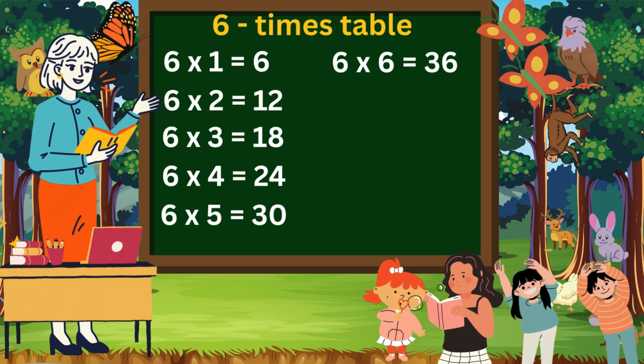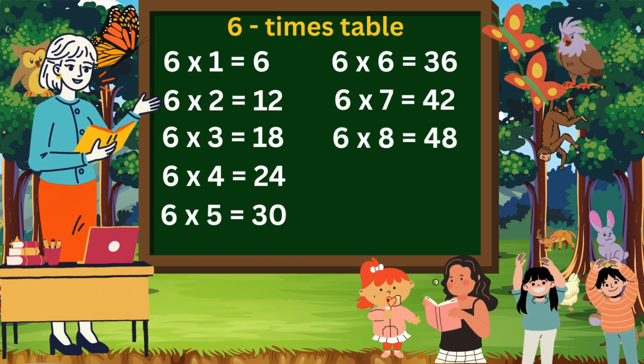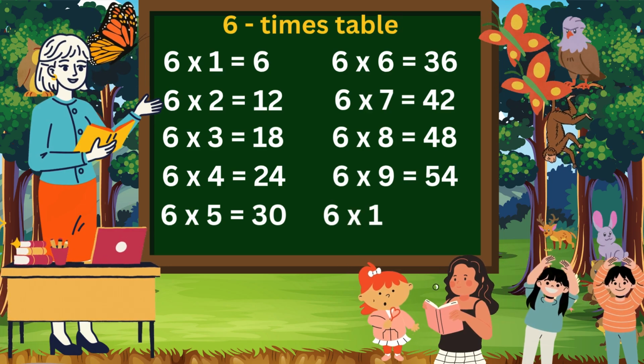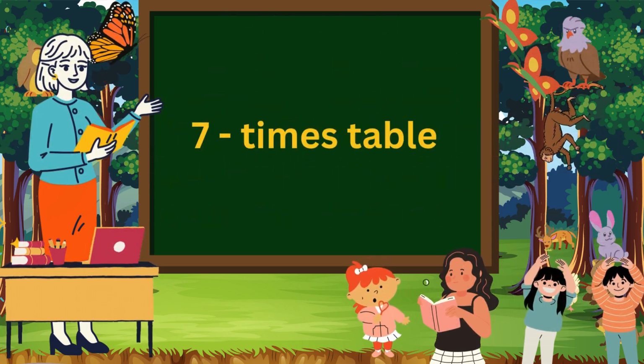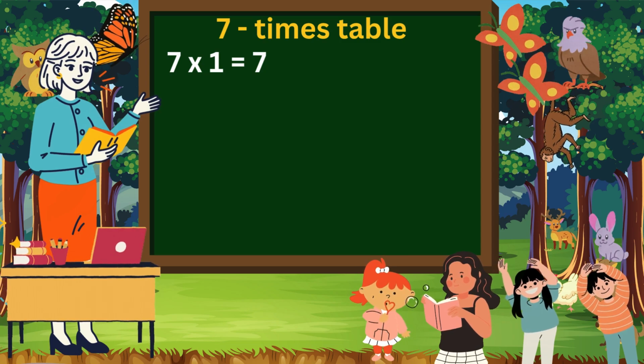Boom, boom. 6 sevens are 42. Clap, clap. 6 eights are 48. Boom, boom. 6 nines are 54. Clap, clap. 6 tens are 60. Yeah. 7 times table. 7 ones are 7.